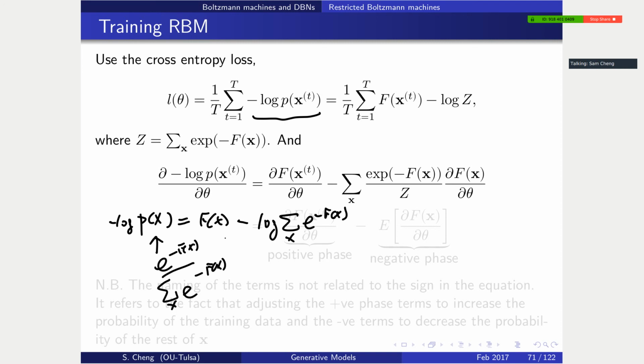Yes, and I take the derivative of this guy: the derivative of F(x) is just this term here. Taking the derivative of this term here, I have 1 minus the sum over x of exponential minus F(x).